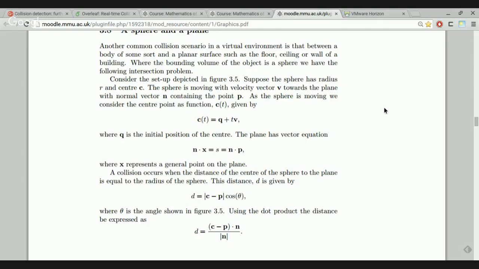So the center of the sphere is moving, so it's going to be described as c equals q plus tv. q is some known initial location of the center, and v is the velocity vector. So we can describe the center of the sphere as being at the position q plus tv at time t.